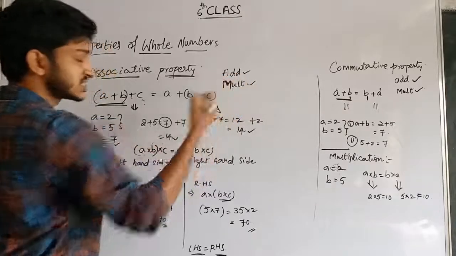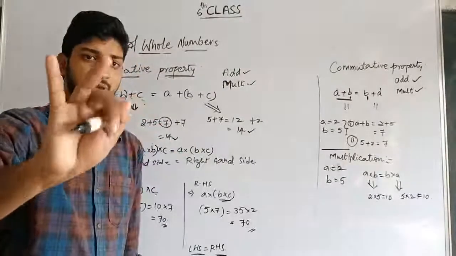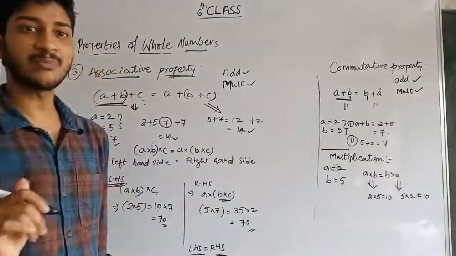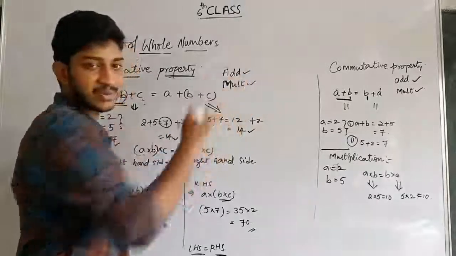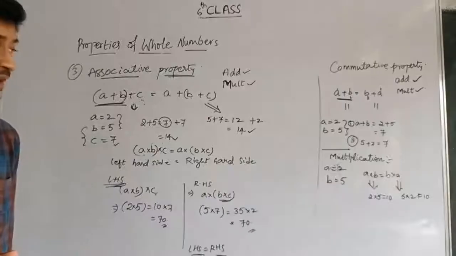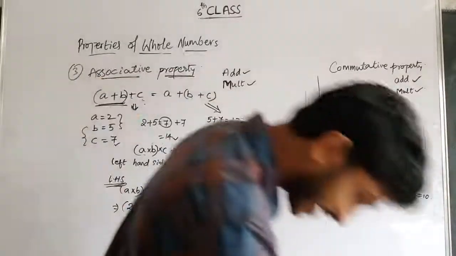Here in this class we discussed three properties: closure property, commutative property, associative property. These three properties are satisfied by both addition and multiplication, under addition and multiplication. Okay, and the next one we have is division by 0.